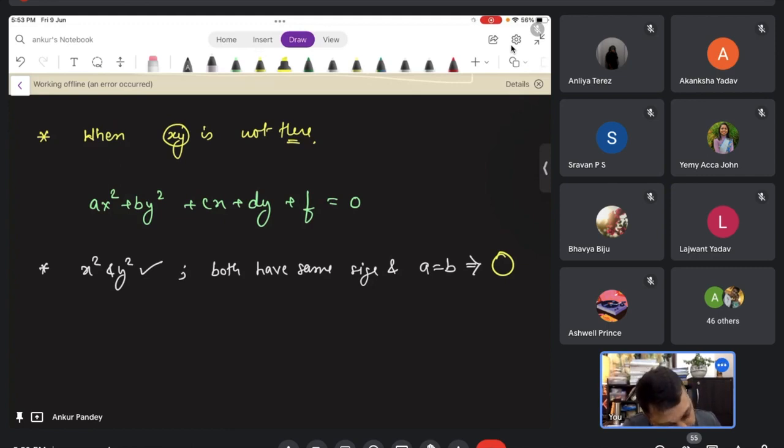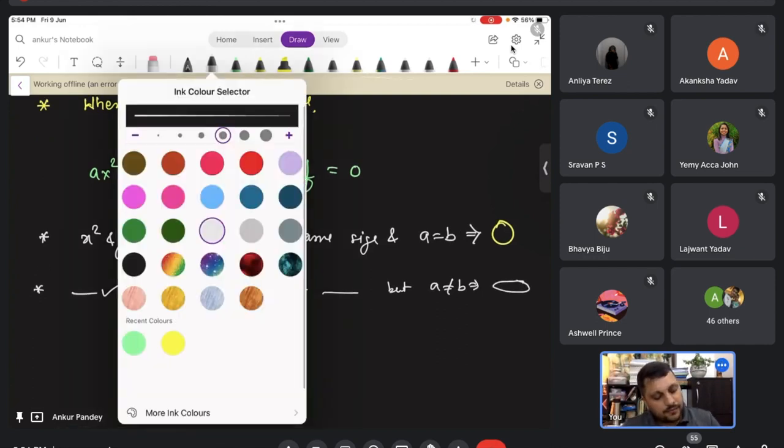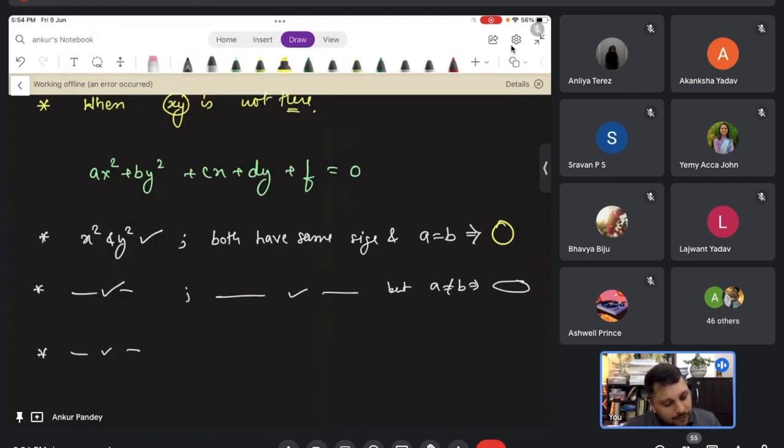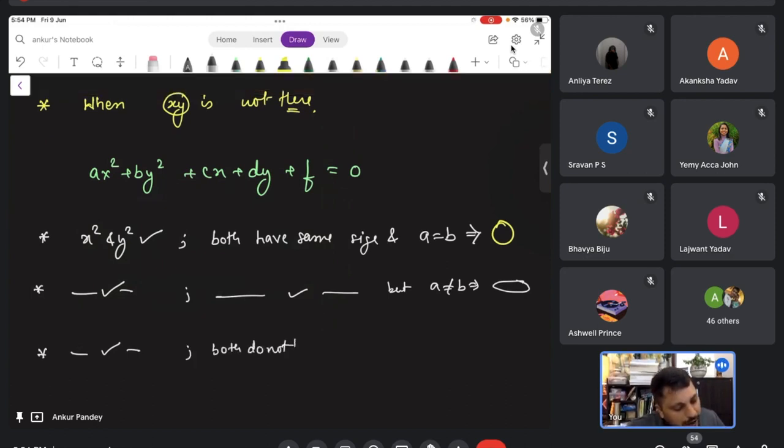Second, if x square and y square both are there, both have the same sign, but a is not equal to b, then ellipse. Third, when x and y both are there in square terms, both do not have the same sign. This implies that it's a hyperbola.